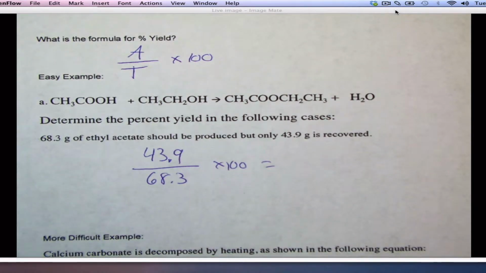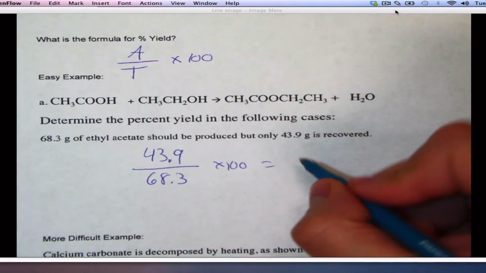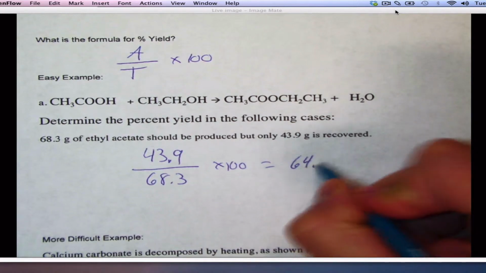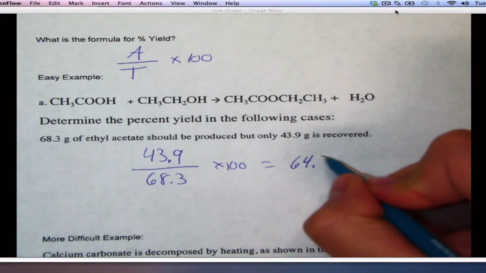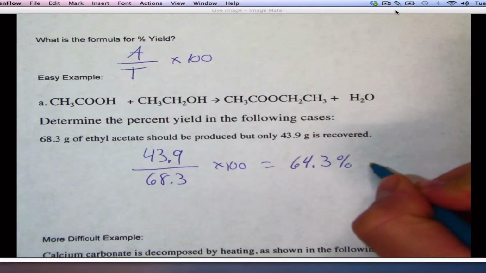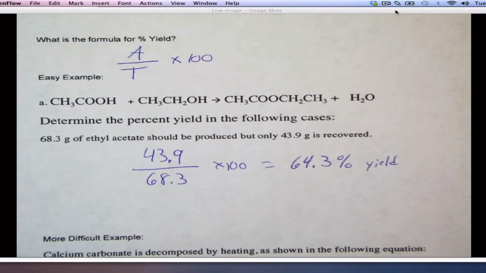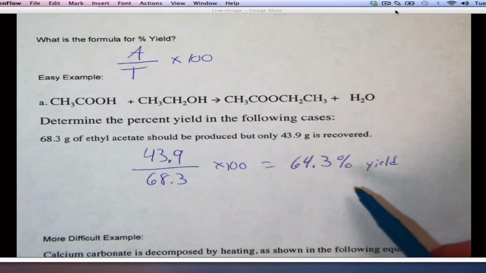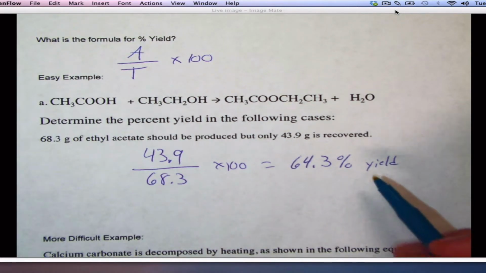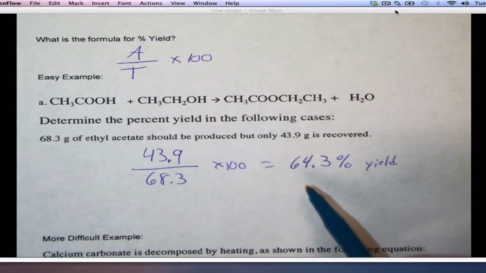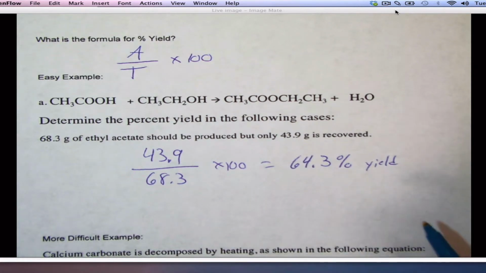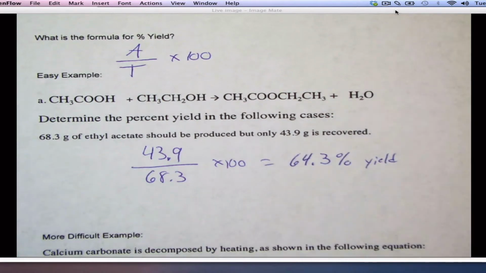So we go 43.9 divided by 68.3, times 100, you get a 64.3% yield. Now, is that good? Not really. No, that's not too good. You generally want to be in the 90s for percent yield. So actual over theoretical times 100, that's your percent yield. So this is my percent yield in this particular case.